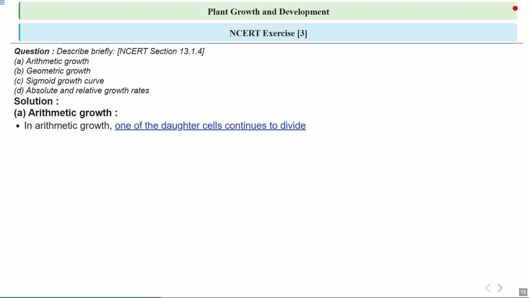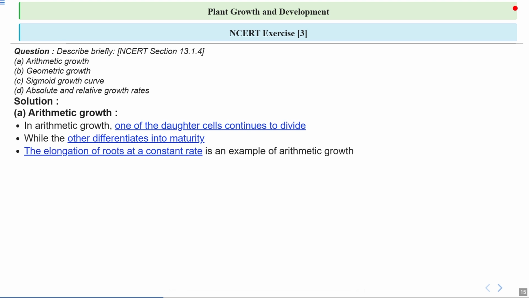So this is like a relay race where only one runner keeps going while the other finishes their part. So in arithmetic growth, in broad terms, we can say one of the daughter cells continues to divide. The cell that doesn't keep dividing begins to differentiate, meaning it takes on a specialized function in the plant. This is similar to how in a company some employees move to new projects while others settle into their roles. So keep in mind that only one daughter cell is dividing and the other gets specialized to perform a different function.